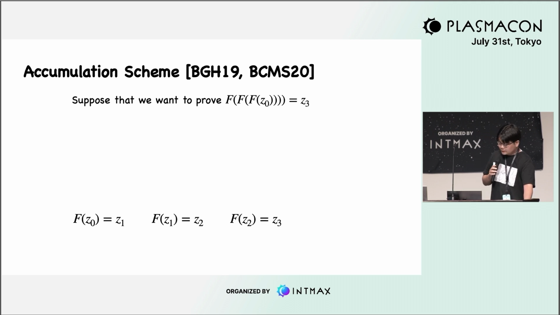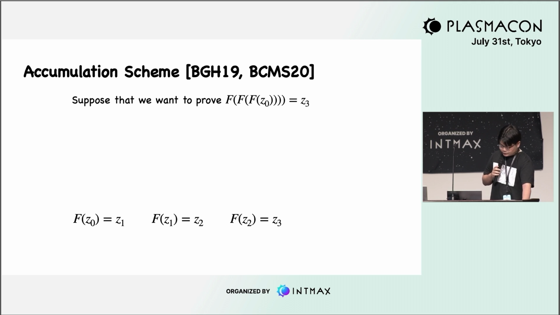Let me explain the accumulation scheme. Suppose we are given a function f and an initial value z0. Let's say that after applying f 3 times, we get z3. To prove this, we need to prove 3 statements true. So f of z0 equals z1, f of z1 equals z2, and f of z2 equals z3. To prove these 3 statements, in normal ZKP, we would need to create 3 ZKPs, one for each statement.